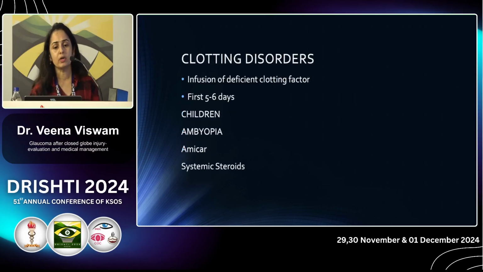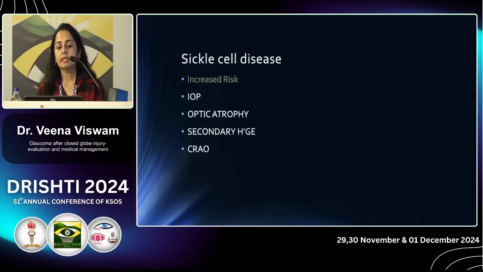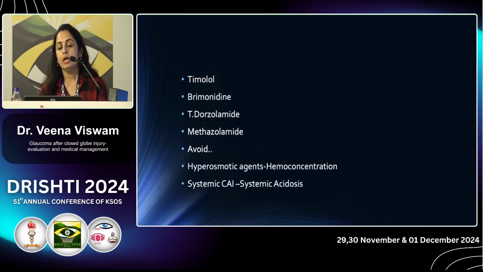In clotting disorders, we give an infusion of the deficient clotting factors for the first 5 to 6 days, and always keep in mind in children the chance of amblyopia. In children also, alpha aminocaproic acid and systemic steroids are given. In sickle cell disease, there is an increased risk of hemorrhage, and there is a high risk of developing high intraocular pressure, optic atrophy, secondary hemorrhage, and even central retinal artery occlusion.